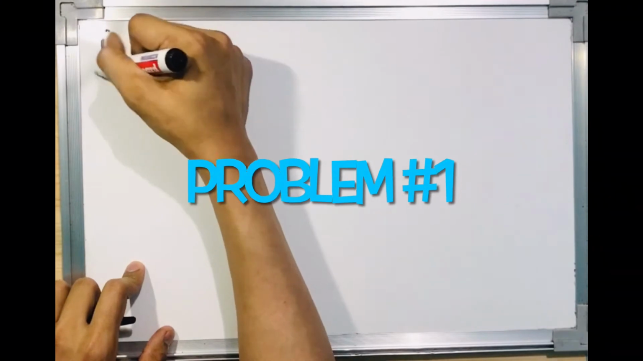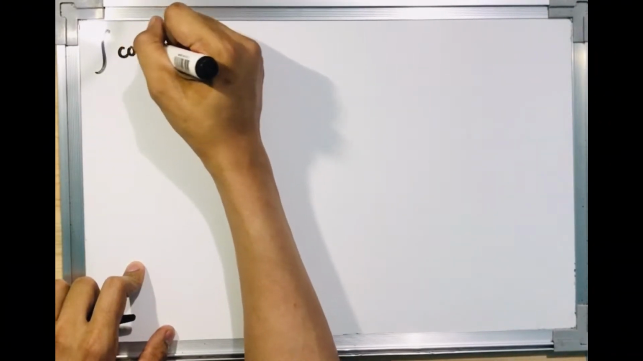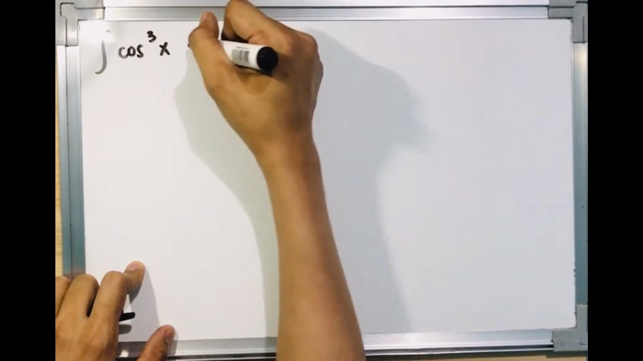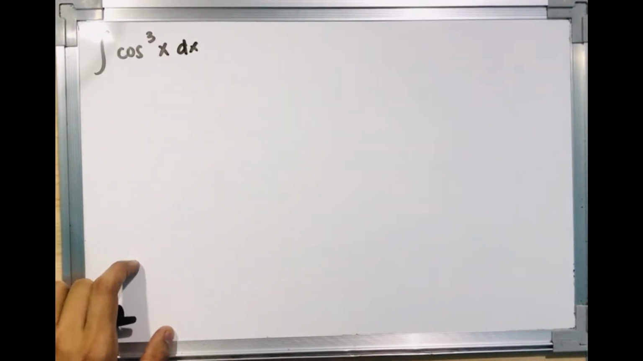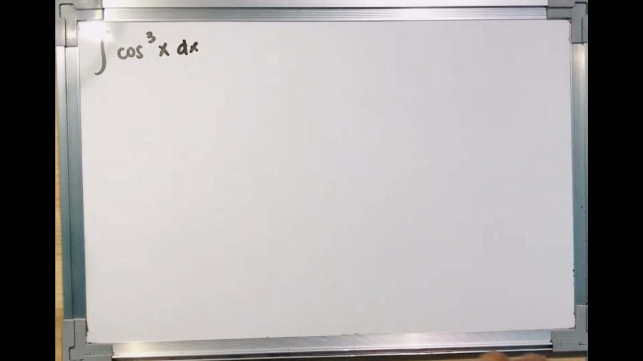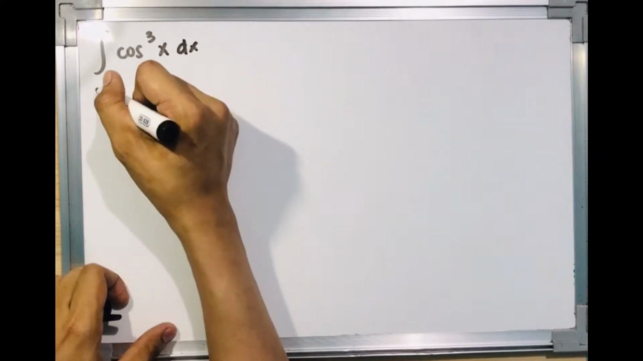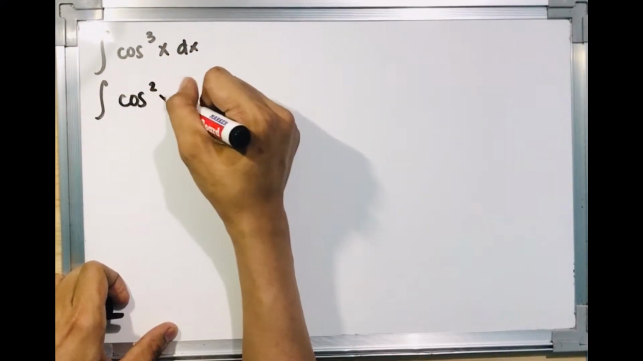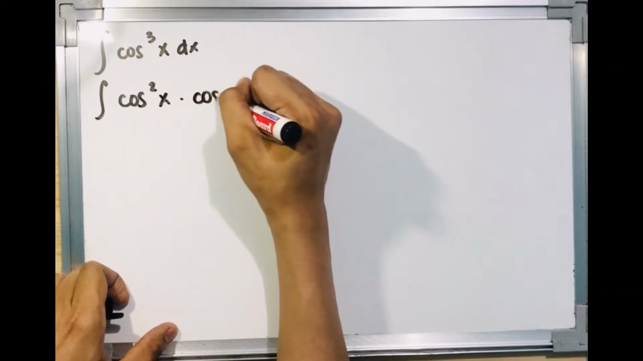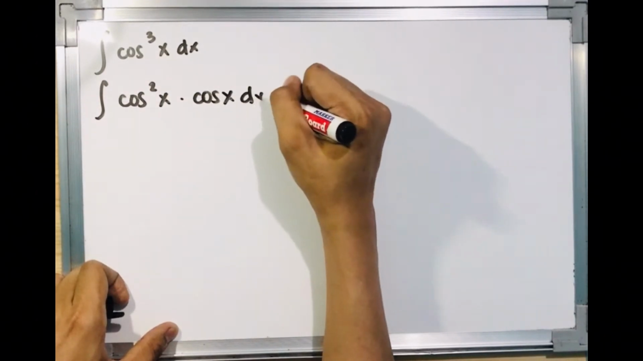And this is cosine cube of x dx. At kung mapapansin natin dito, since cubic siya, pwede natin siya i-resolve or i-break down into cosine squared of x tapos cosine of x. Kasi alam natin na merong identity yung cosine squared of x. So, rewriting the function, cosine squared of x multiplied by cosine of x and then my dx.